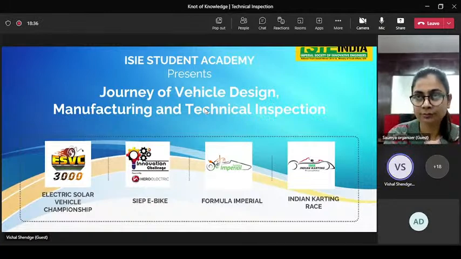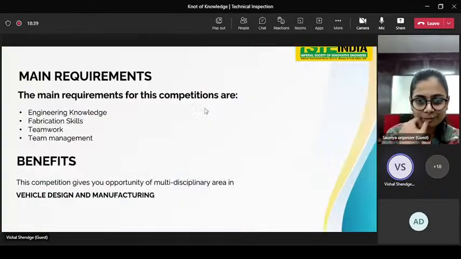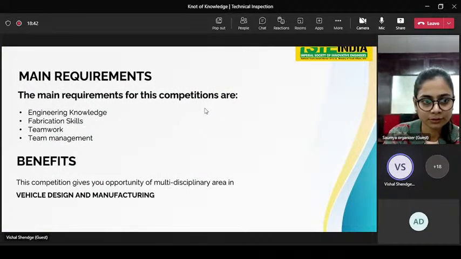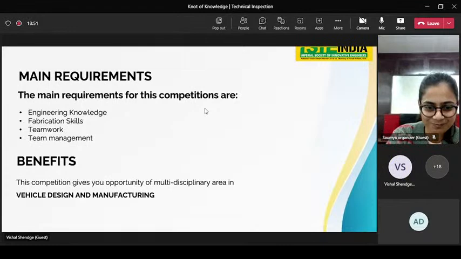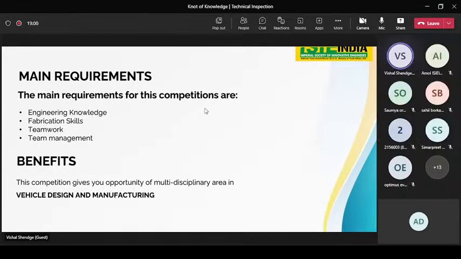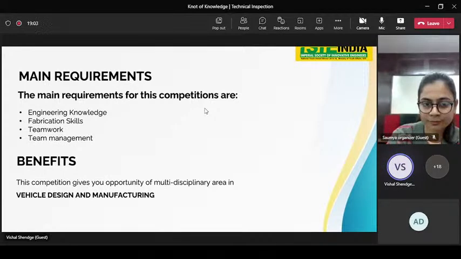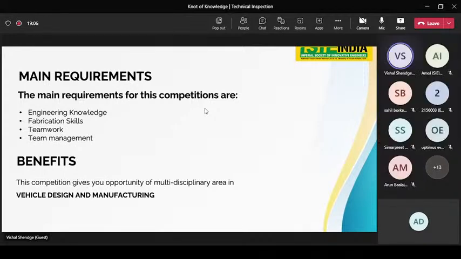The main requirements of the competitions are engineering knowledge, fabrication skill, teamwork, and team management. Along with that, computer design. The main requirements for this competition are engineering knowledge, fabrication skills, teamwork, and team management. What are the benefits of participating in these competitions? These competitions give you the opportunity of multidisciplinary areas in vehicle design and manufacturing.